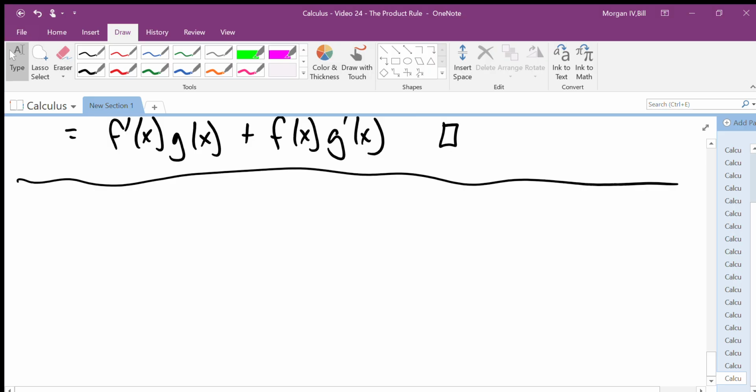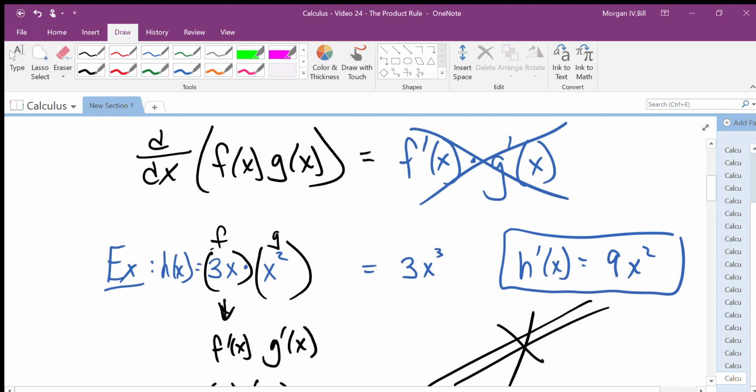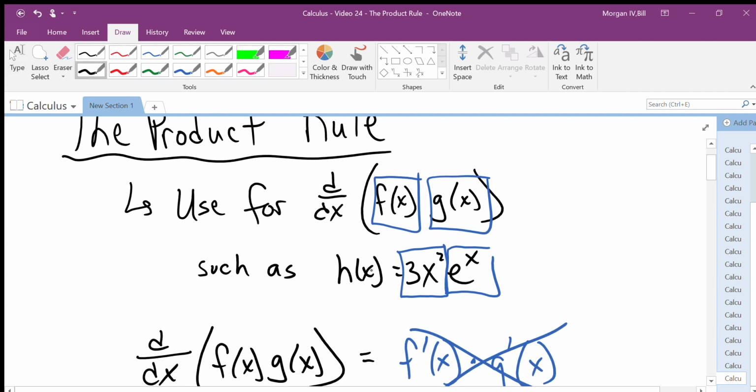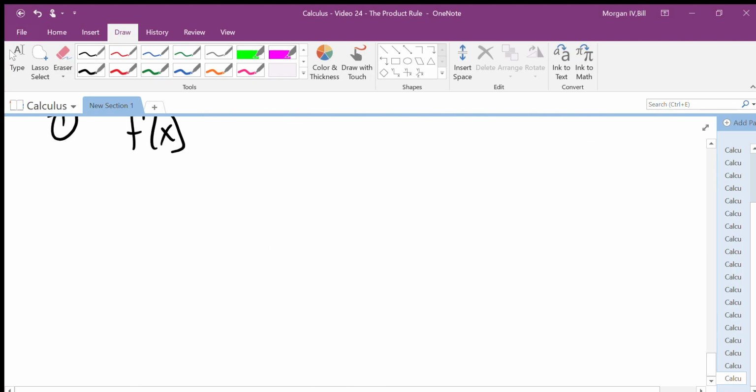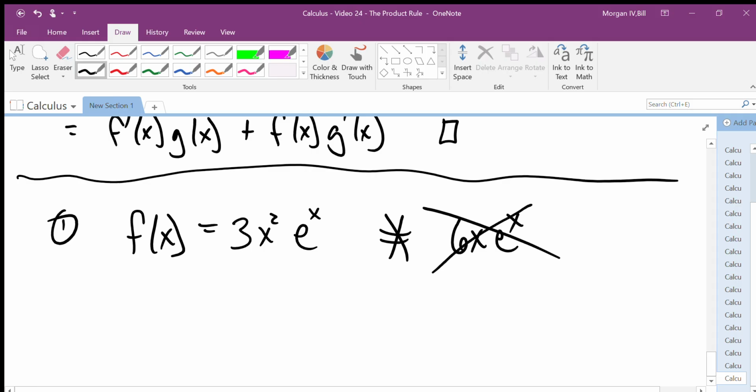All right, so first of all, I have three examples. Example one. It was the function that I gave you at the very beginning. What if we had a function such as h of x is equal to 3x squared times e to the x? Okay, now I have f of x, same thing, 3x squared times e to the x. Remember, please don't do this, this is not equal to 6x e to the x. You cannot simply take the derivative of the 3x squared and the derivative of e to the x and multiply them together. Don't do that.